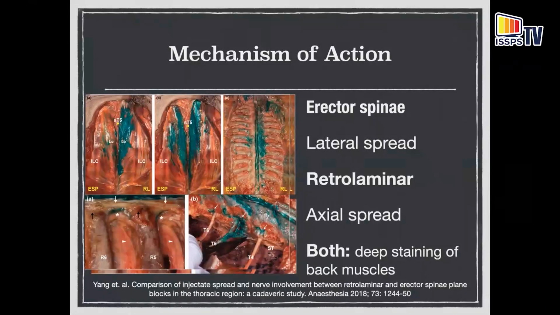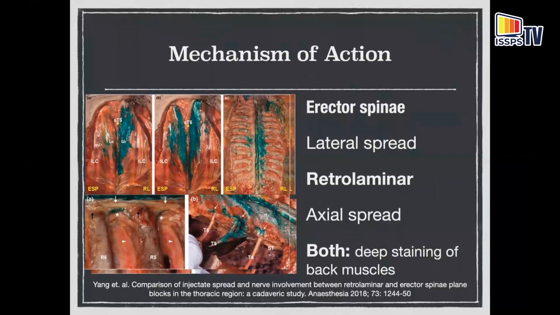Both techniques showed spread of dye deep to the extrinsic muscles, including the latissimus dorsi and trapezius. Both techniques did not result in clear staining of the costotransverse foramina. The Erector Spinae block primarily had lateral spread along the thoracolumbar fascia, and the retrolaminar block primarily had vertical spread along the lamina.